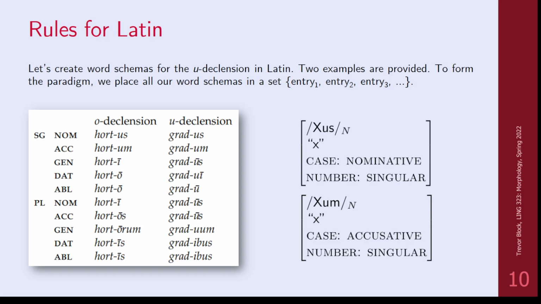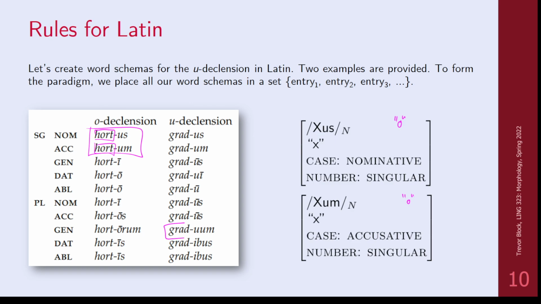So I want you to practice drawing a table for a couple of these. I've done hortus and hortum here. So hortus, we use x for the root because it's the same in every case. So x-us is nominative, singular. And if I wanted to write o declension there so that I could keep track and know, I might do that. X-um for hortum is the same thing, but now it's accusative instead of nominative. And I might also write the o declension.